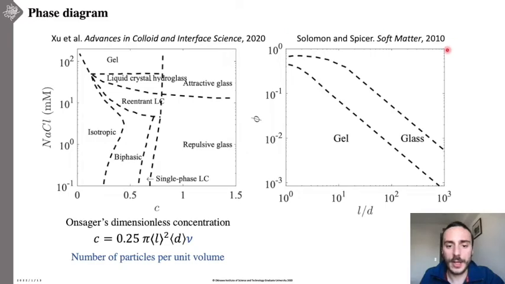A more generic phase diagram was published by Solomon and Spicer in Soft Matter more than 10 years ago now, and they presented the phase diagram as a function of volume fraction and of the aspect ratio of the rods, and they classified the gel and the glassy state. And so for a given length and diameter, so for a given aspect ratio, the gel is formed at a lower volume fraction than the glass, as you can see here.